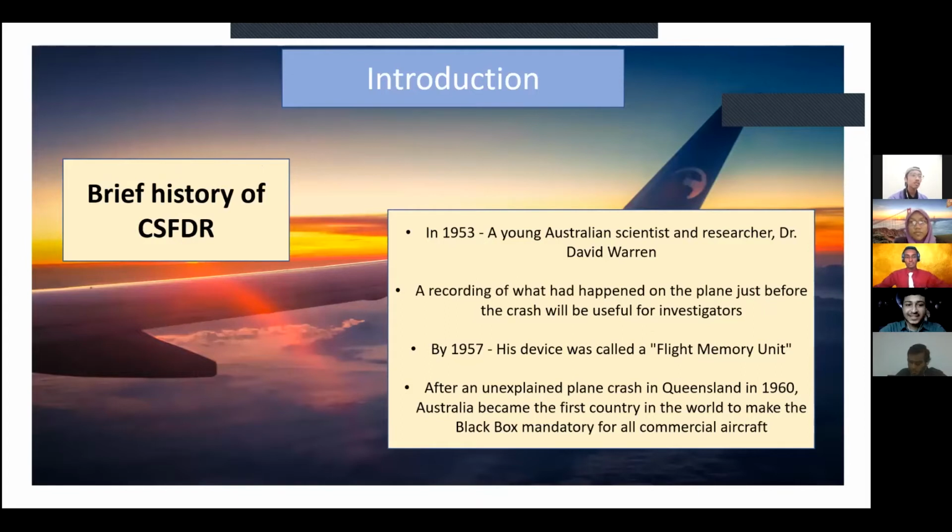A brief history of CSFDR. It was first thought of by a young Australian scientist and researcher, David Warren, in 1953, because he thought that a device which could collect some data from the airplane could be very important for investigators in case of a crash. He made his device by 1957, and it was called a flight memory unit. Even though it wasn't used at that time, in 1960 there was a crash in Queensland, and after that Australia became the first country in the world to make the black box mandatory for all commercial aircraft.